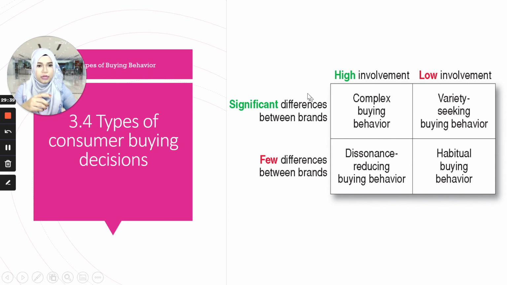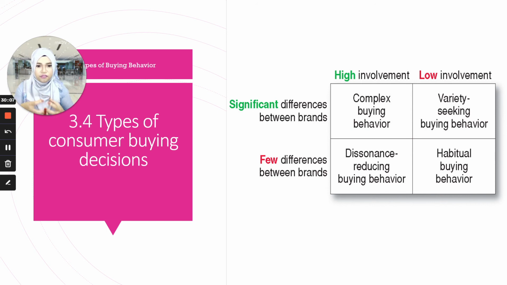On the other axis, you can see that there are significant differences between brands and few differences between brands. Significant differences means that from one brand to another brand, the products or services are really different. Significant difference means totally A and Z, for example, totally 1 and 10. It's either 1 or 10, the gap is very huge. So that means there is a significant difference.